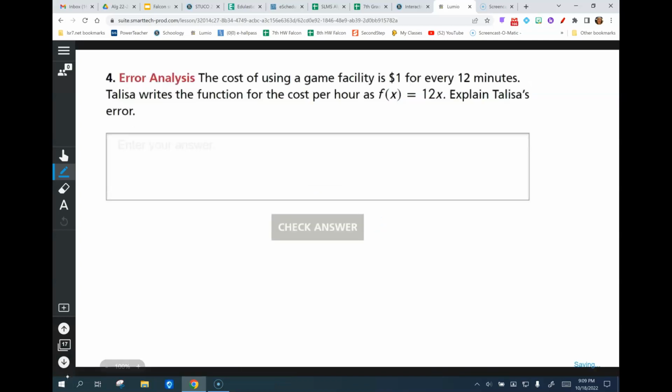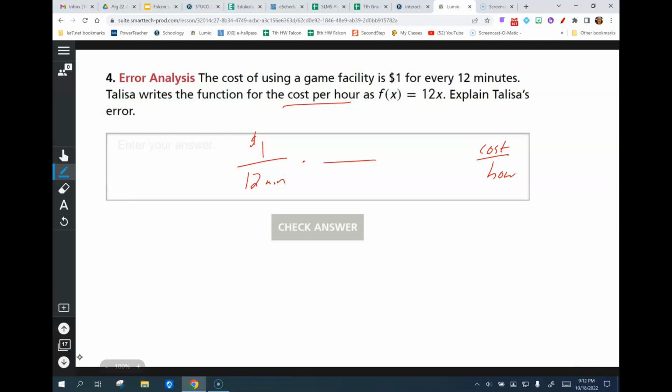The cost of using a game facility is $1 for every 12 minutes. Talia writes the function as a cost per hour. So we have to convert this to the cost per hour. So if we're talking about the cost per hour, we have to set it up that first off, it's $1 per 12 minutes. And then we have to realize we're going to have to multiply it by something. We want to come up with the cost per hour. Okay? So we have to get rid of minutes and we have to change it to an hour.